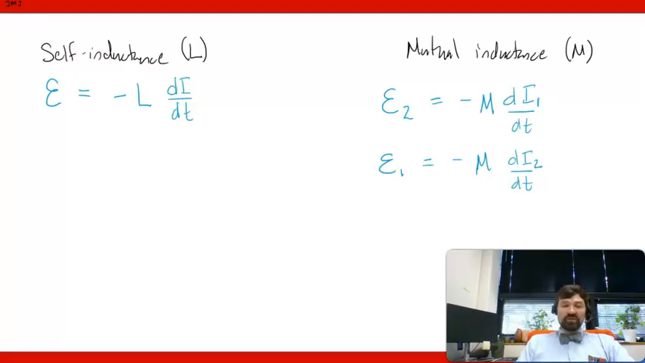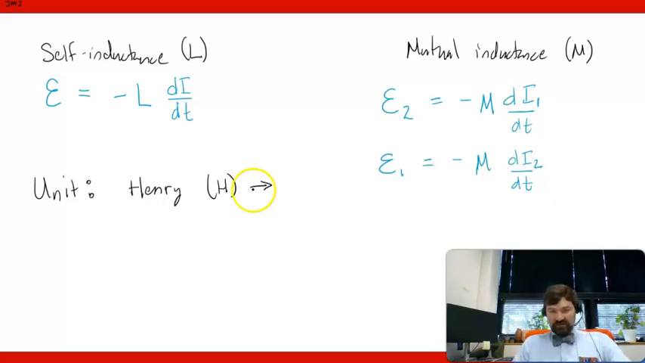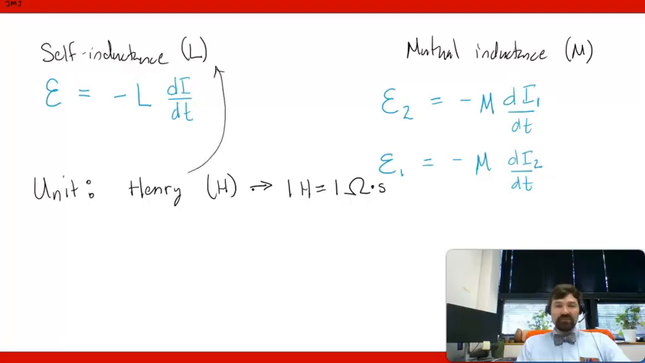One other thing that's worth noting is that there's a circuit symbol, maybe two other things. One is the unit. So what's the unit for self or mutual inductance? They both have the same unit. It is the Henry. And the Henry is defined to be 1 Henry is equal to 1 ohm second. All right, so those are your units, and that's true for both the mutual and the self-inductance.